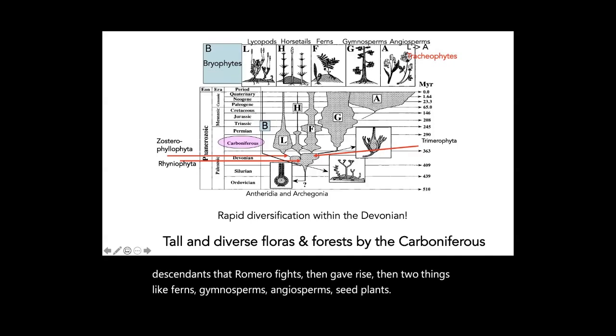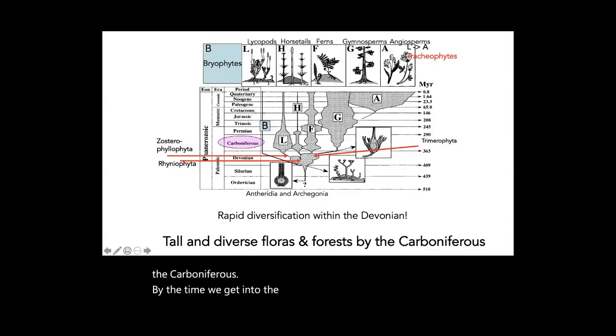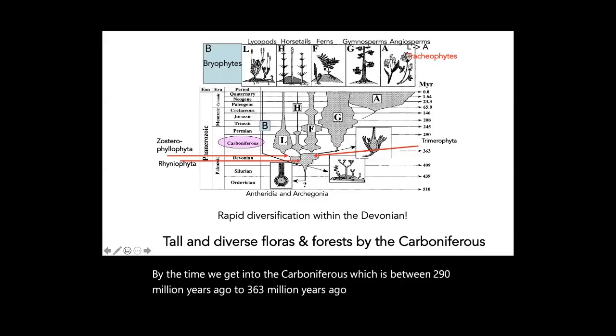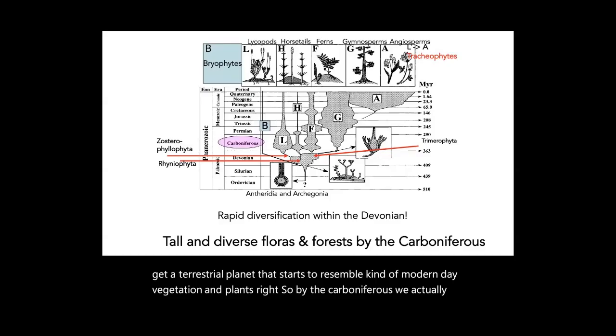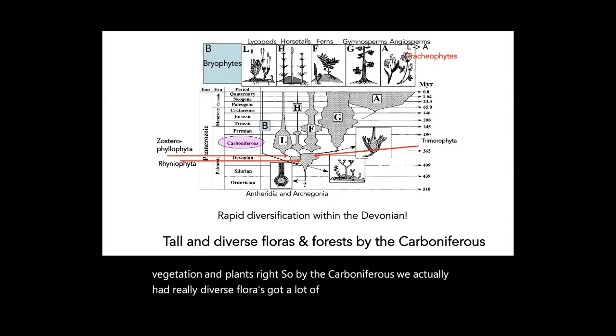Now, last time we talked about the Carboniferous. And by the time we get into the Carboniferous, which is between 290 million years ago and 363 million years ago, that's when we start to get a terrestrial planet that resembles modern-day vegetation and plants, right? So by the Carboniferous, we actually had really diverse floras. We had a lot of different species, but then we also had forests, okay, trees, big trees, right?